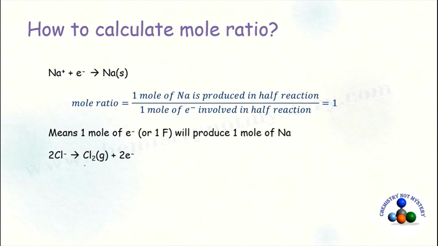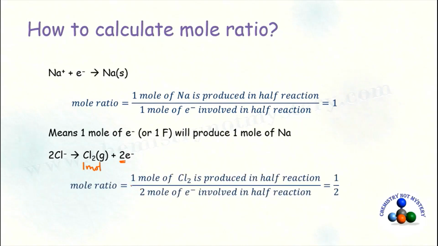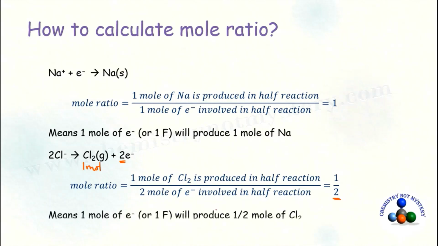Here 1 mole of Cl2 is produced in the half reaction and 2 moles of electrons are required in the half reaction. So when you place the values in this formula, you will get 1 mole of Cl2 produced in the half reaction divided by 2 moles of electrons involved in the half reaction. On solving it, you will get mole ratio equal to 1/2. That means 1 mole of electrons will produce half a mole of Cl2.